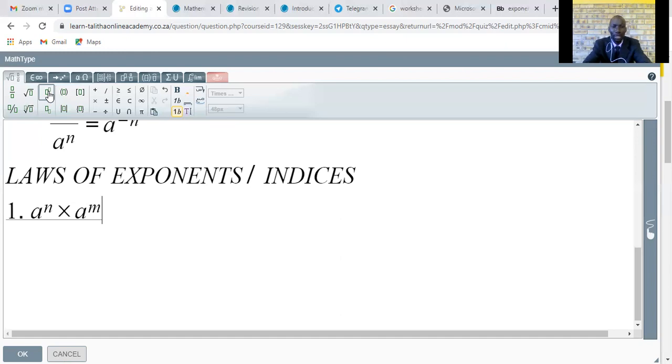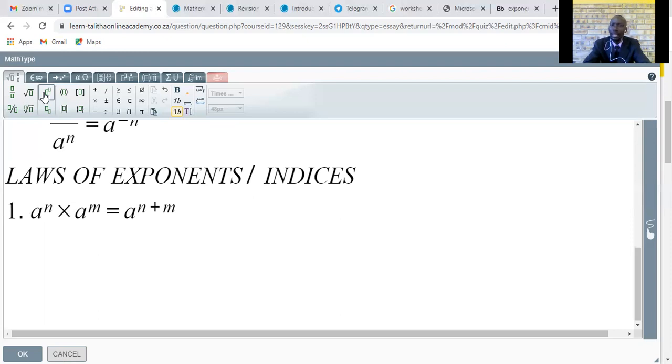Now, since the bases are the same, they are all a and also a, what will we have to deal with? We will have to deal with the exponent. We don't deal with the base anymore, we just deal with the exponent. And what will this give us? Well, this one will give us the exponent of n plus m.